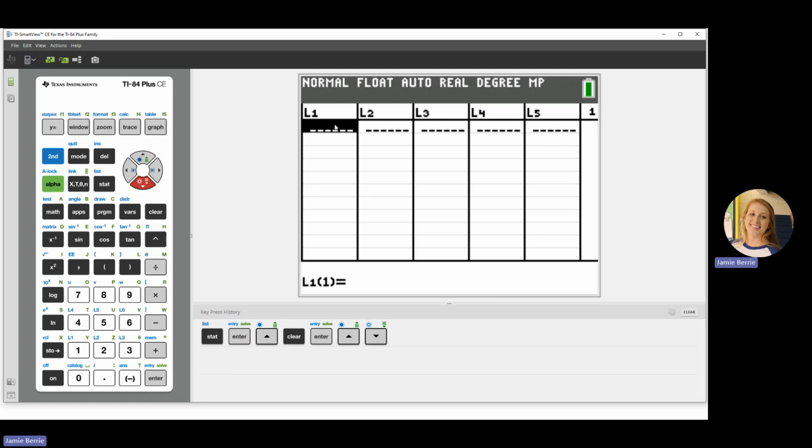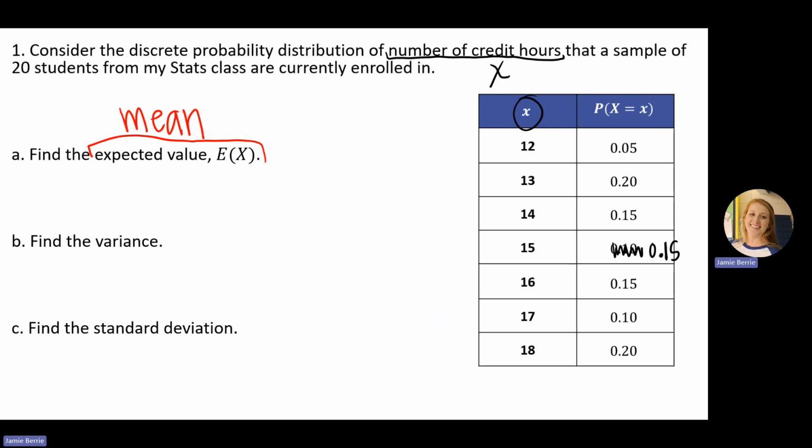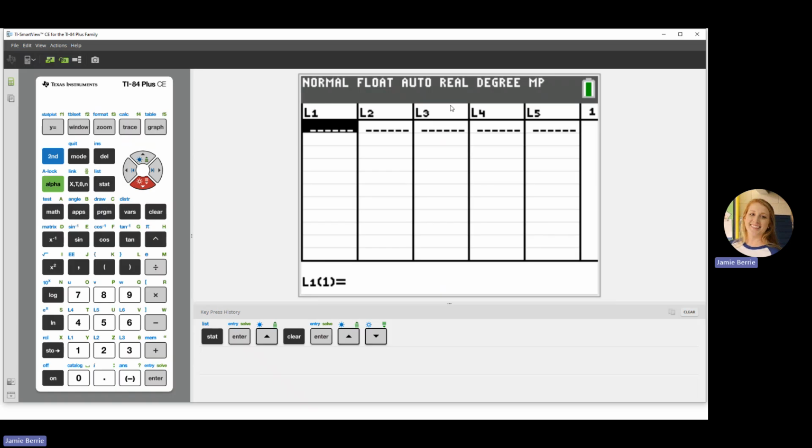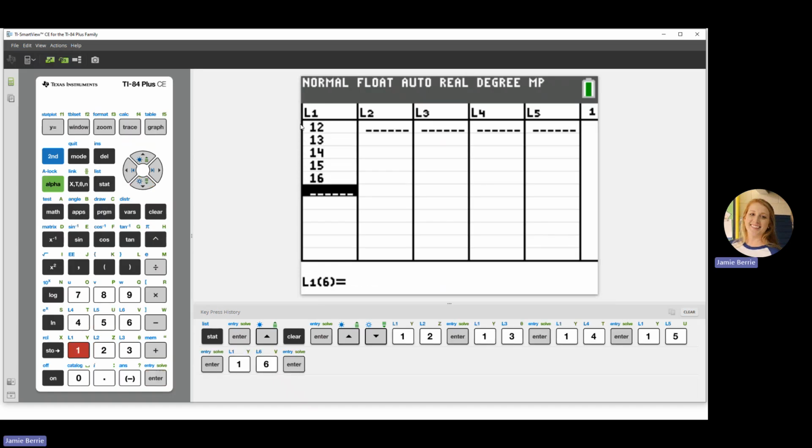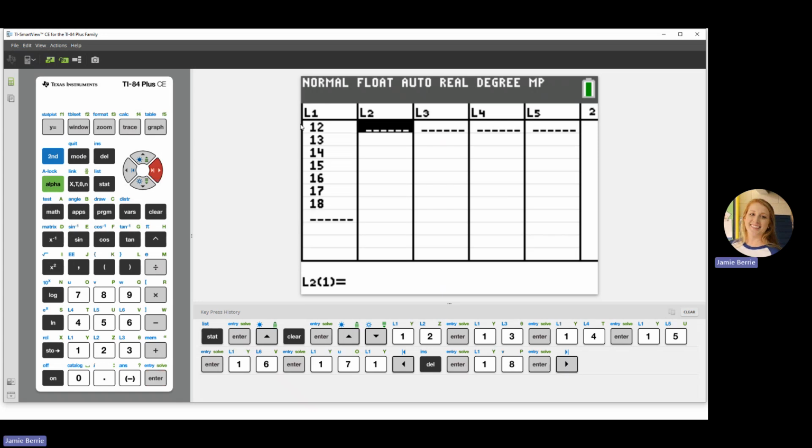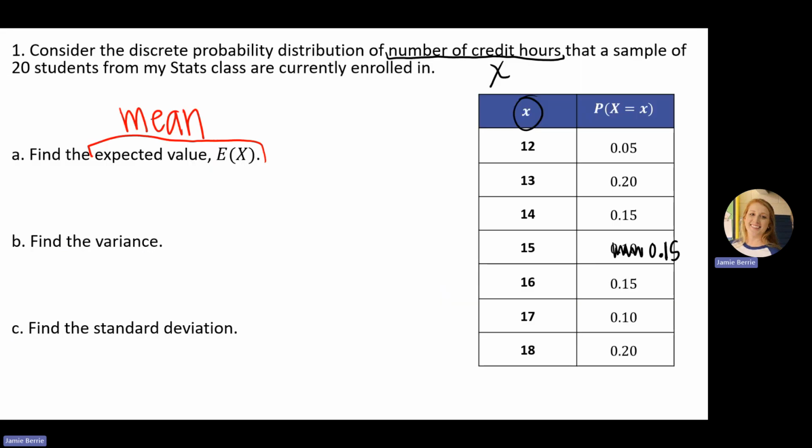So I'm typing all of the values that we saw here in this table. So all my X values, 12, 13, 14, 15, all the way to 18. I'm going to type that into L1. So let's do that. 12, 13, 14, 15, 16, 17, 18. Okay. Then I'm going to go over here to L2. Then I'm going to type in my probabilities. So the 0.05, 0.20, 0.15, 0.15, 0.15, 0.1, and 0.2.